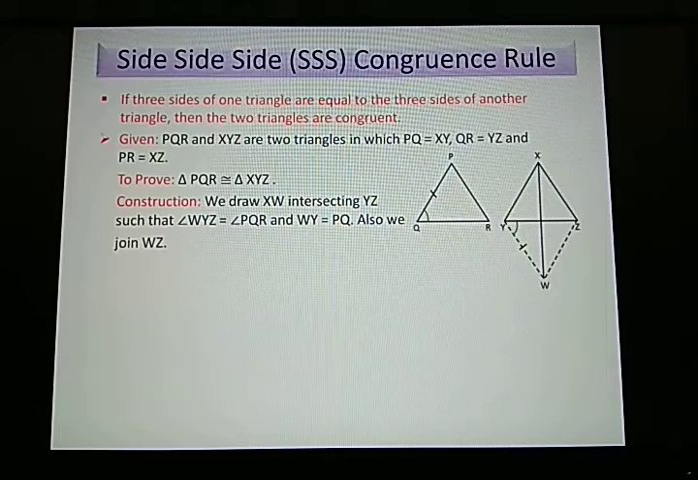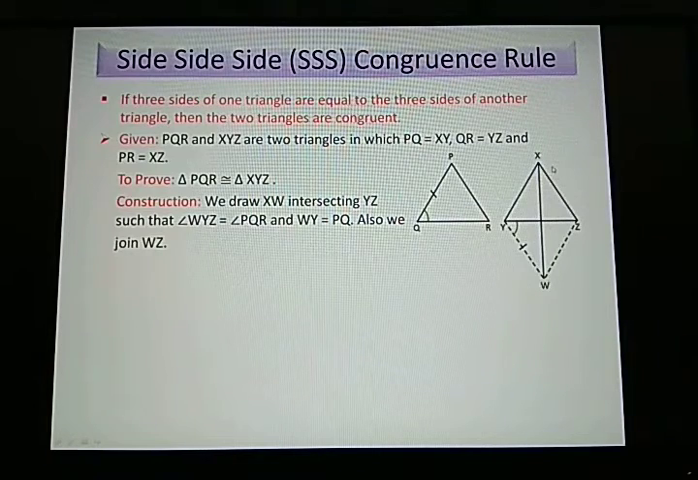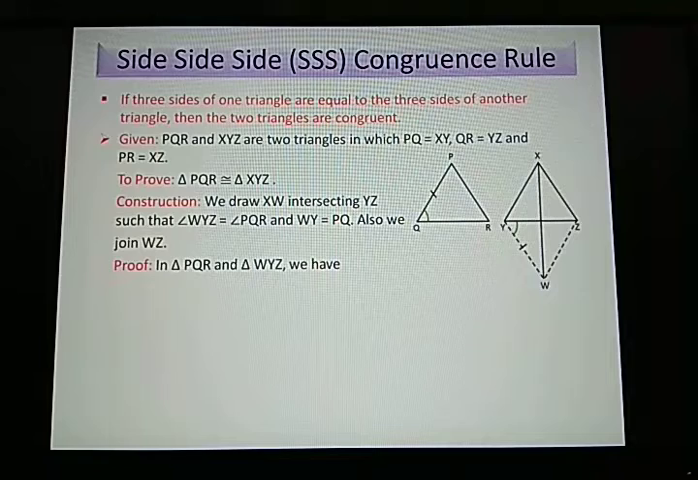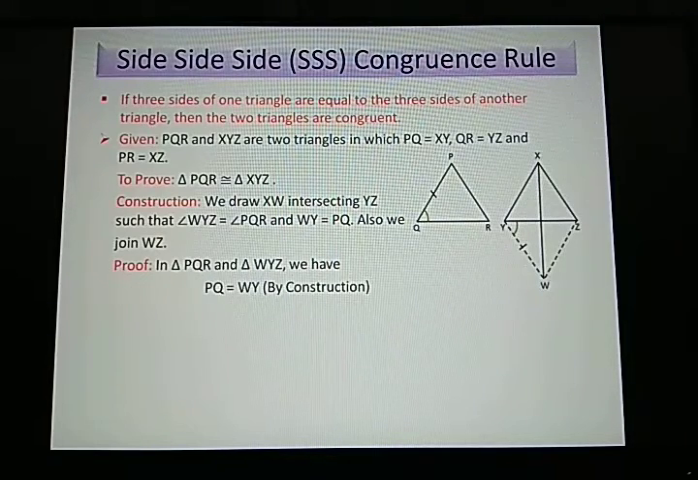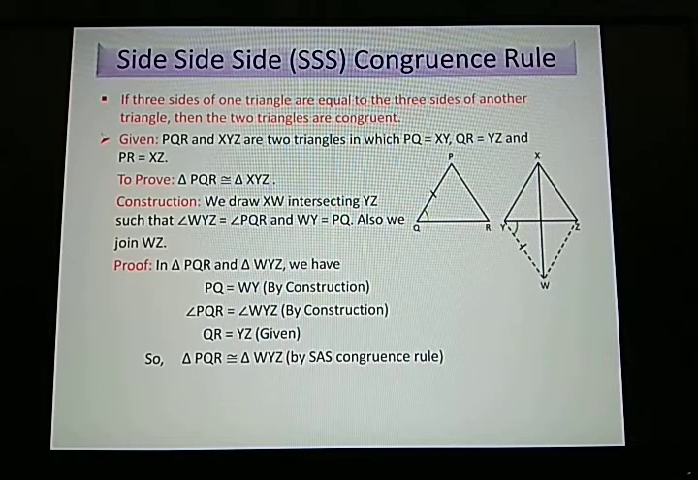After that we are now going to prove. Directly we are not going to prove that triangle PQR is congruent to triangle XYZ. Instead of that, first of all we will try to prove whether triangle PQR is congruent to triangle WYZ or not. So we have considered the two triangles PQR and WYZ. Now in these two triangles, which things are common? PQ is equal to WY, by construction. Then angle PQR is equal to angle WYZ, that is also by construction. And then we have QR equal to YZ, which is already given to us. So by the side-angle-side congruence rule, we can say that triangle PQR is congruent to triangle WYZ.